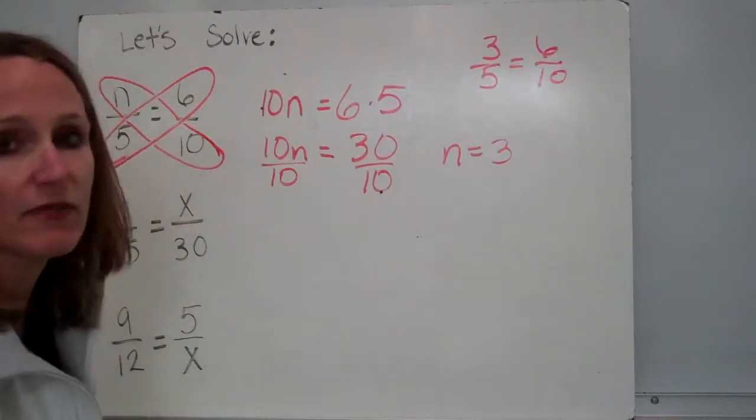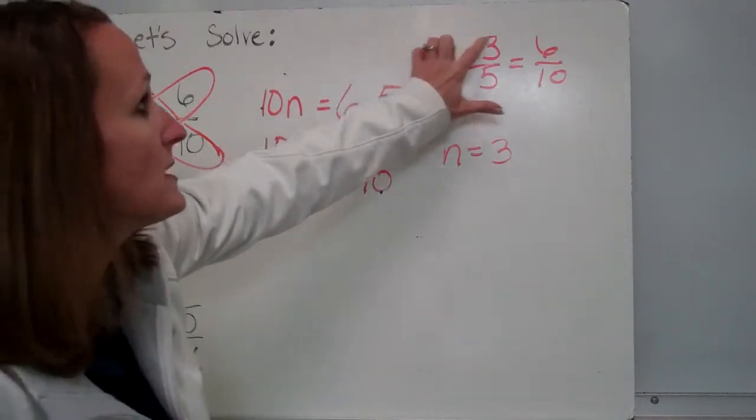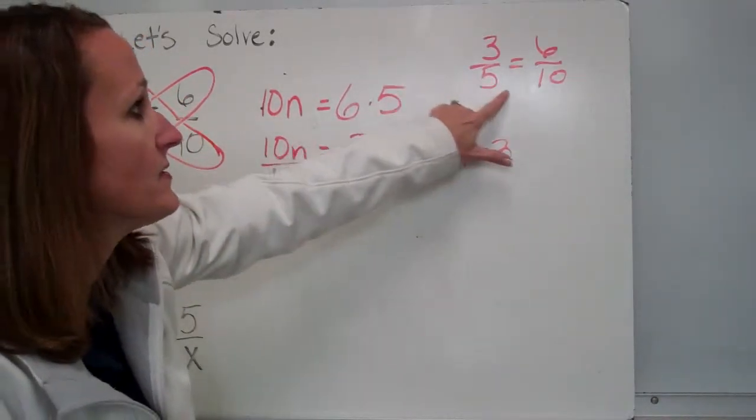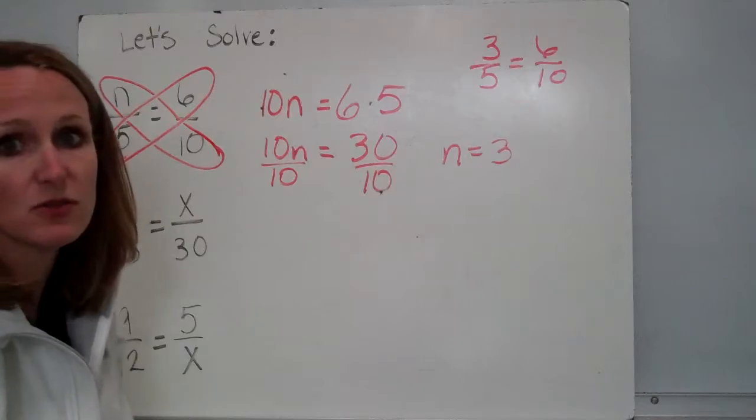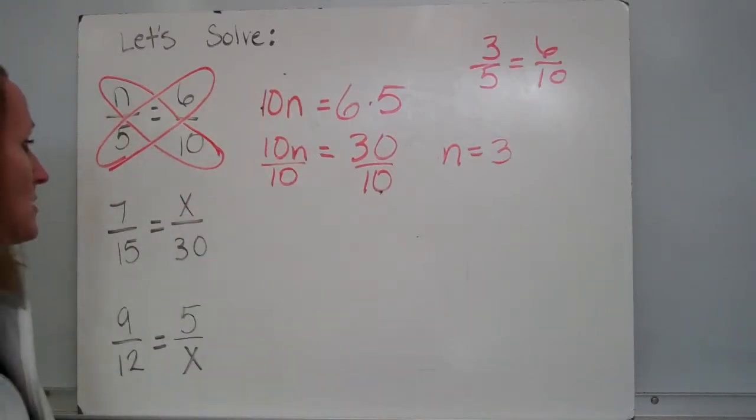And if I look at that, I've got two equivalent fractions, and I know that if I do 3 times 2, I get 6, and 5 times 2, I get 10. So indeed, those are equivalent ratios, or equivalent fractions. So what about this one?